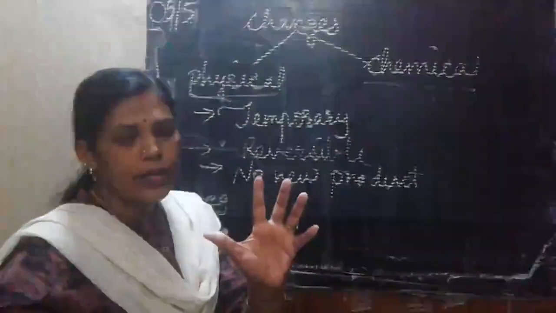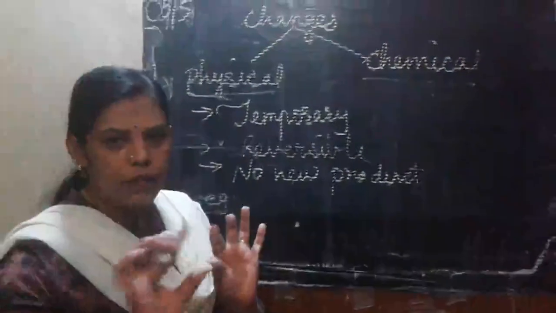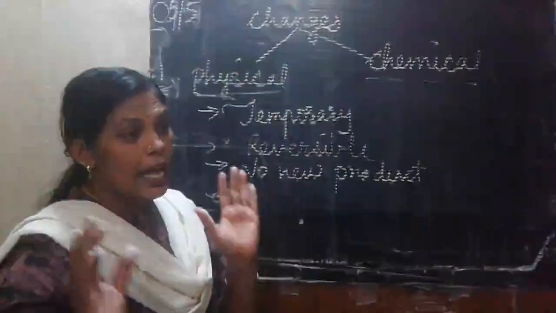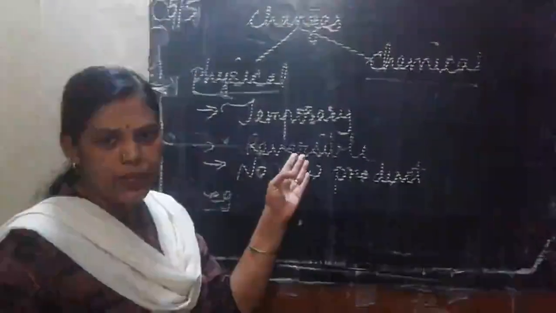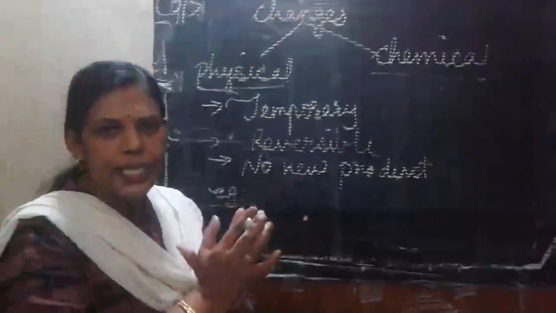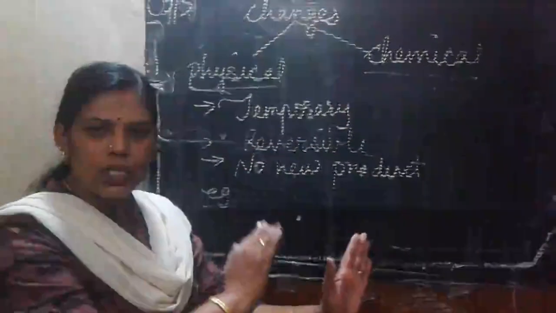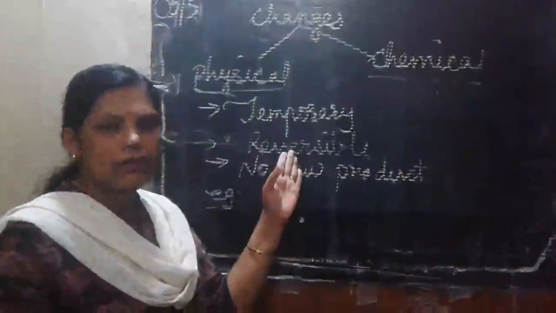That changes into liquid. So there the physical change occurs. And is it to come back? Yes, of course it comes back. It is reversible. If we are freezing, what happens? The liquid changes into ice again. So it is reversible. Clear?